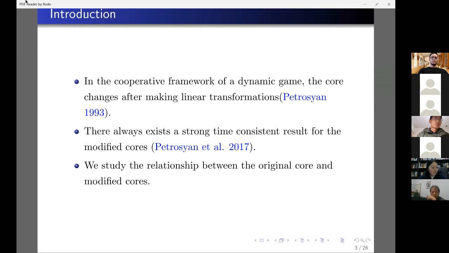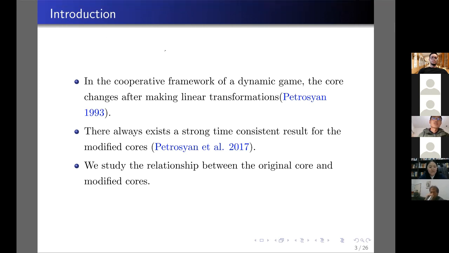The core has good properties, and any imputation of it is undominated, but it's not usual to get a strong time consistent result for the core. Fortunately, there exists a strong time consistent core result for the modified cores, which is obtained by making linear transformations. However, the modified core is quite different from the initial core.